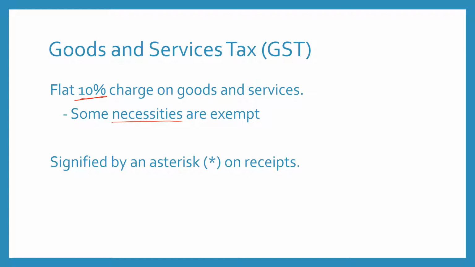When you have a receipt, if GST was not charged, there'll be an asterisk next to those GST exempt items. Otherwise, it's assumed that GST was charged. You can also find a list of which goods and services don't have GST included on the ATO website.